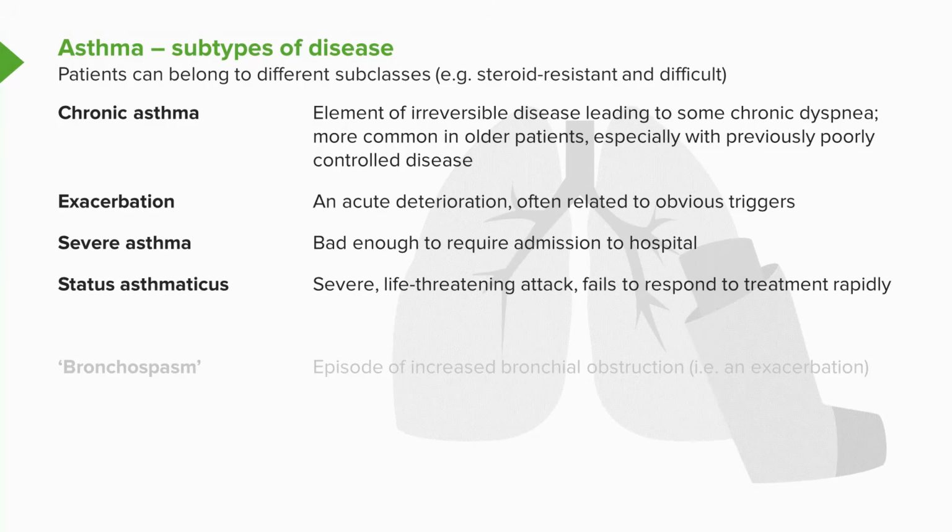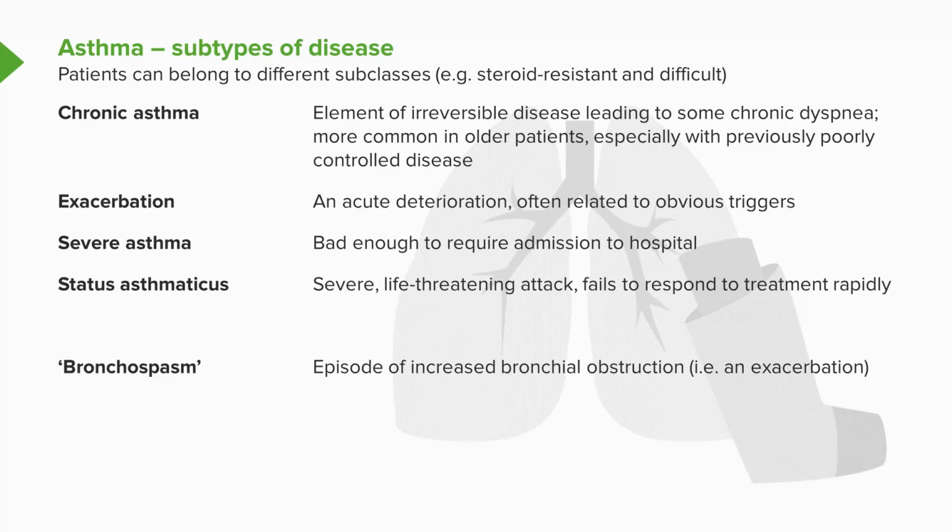Status asthmaticus is one level above that, where you have an exacerbation which is severe enough to be life-threatening and requires very close attention to the treatment to ensure that the patient gets better. And there's not an instant response, as there is with a less severe exacerbation. One dose of nebulizer is probably normally enough to restore them to reasonable health. In status asthmaticus, it requires much more intense treatment than that.